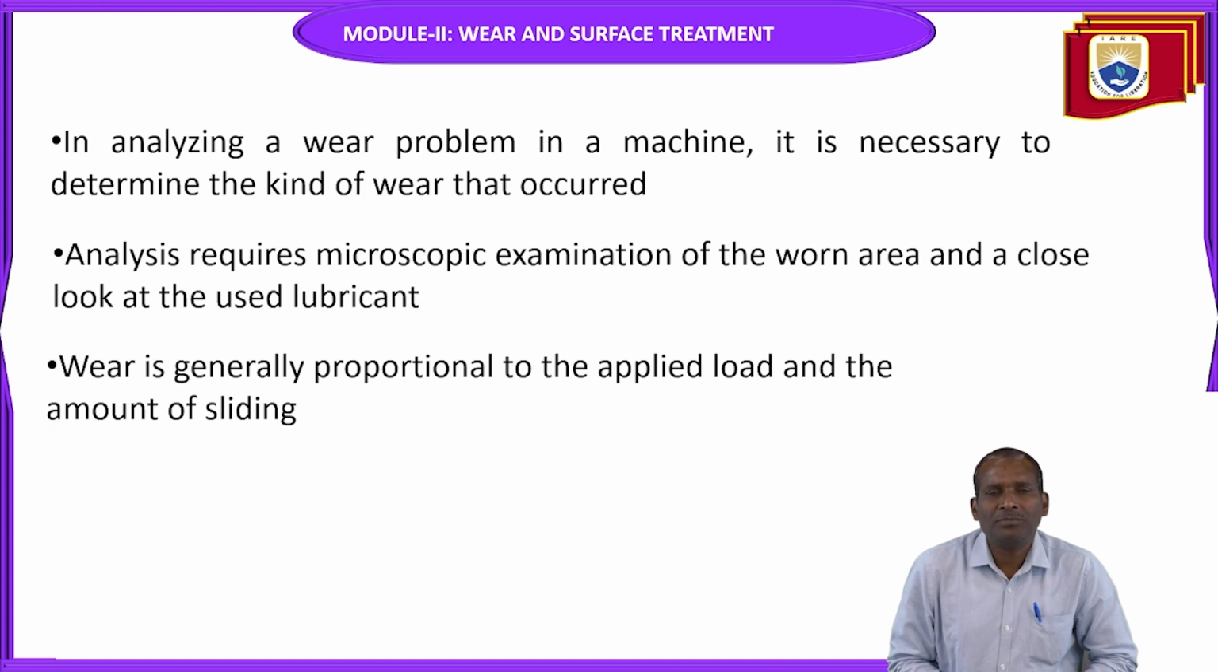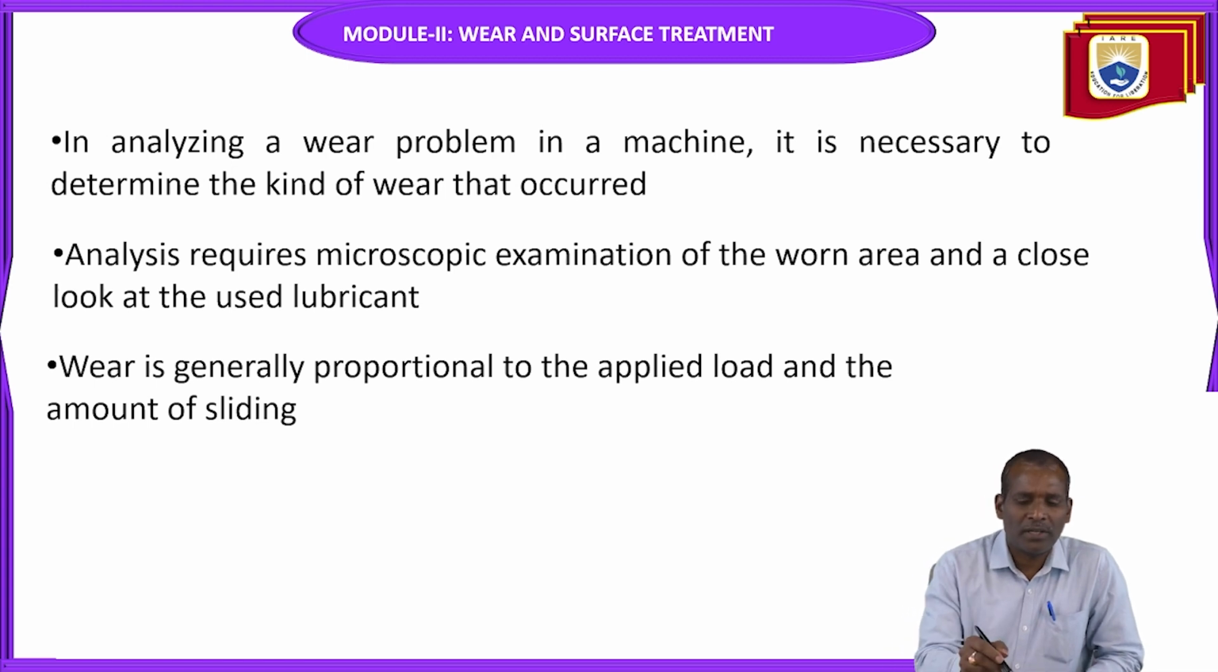In analyzing a wear problem in a machine, it is necessary to determine the kind of wear that occurred. So, which type of wear occurred? First, you have to identify. Then only you can analyze the wear problem. Otherwise, you can't calculate the wear. Analysis requires microscopic examination of the worn area and a close look at the used lubricant. So, which type of lubricant is used? You have to look, and under microscopic examination, you can see the worn area.